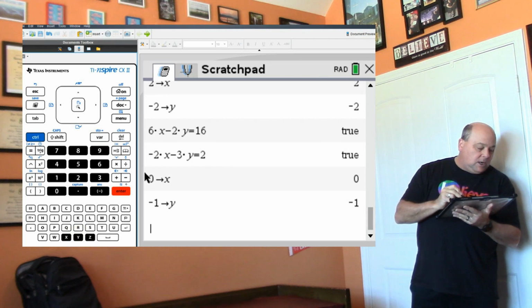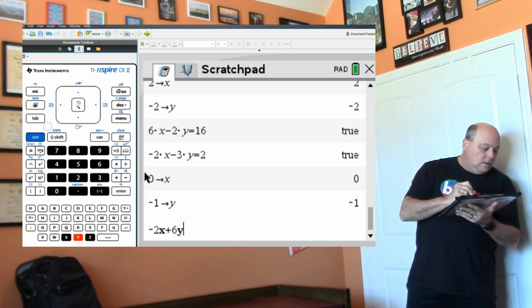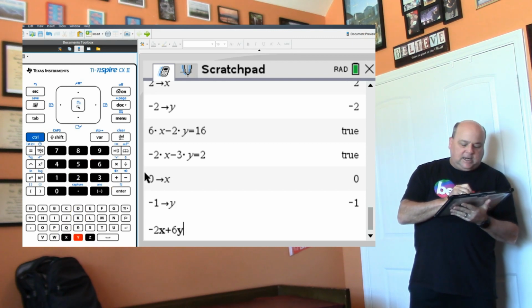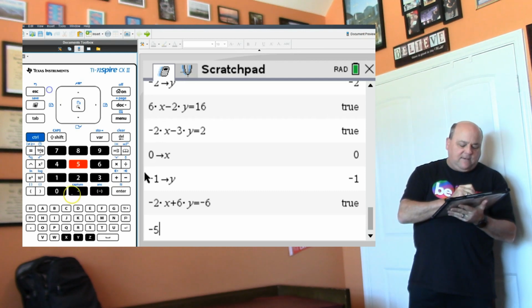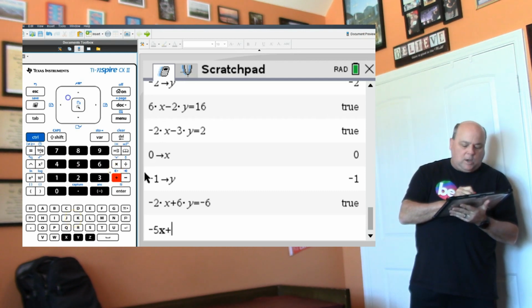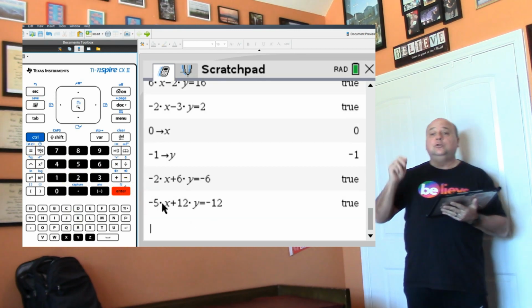Now then type in the problem. Negative 2x plus 6y equals negative 6. True. Negative 5x plus 12y equals negative 12. Hit enter, and it's true also.